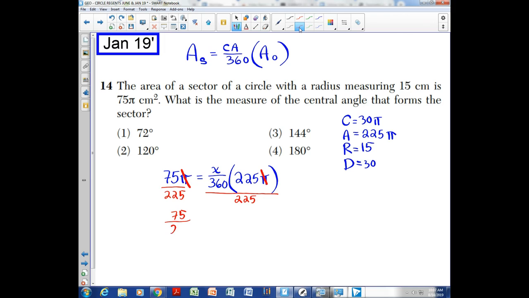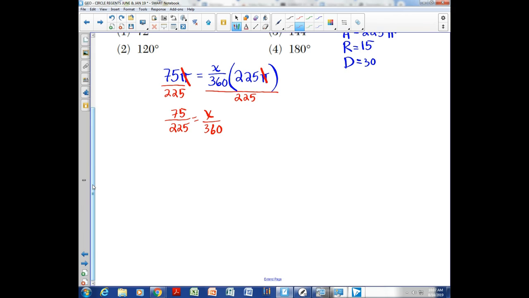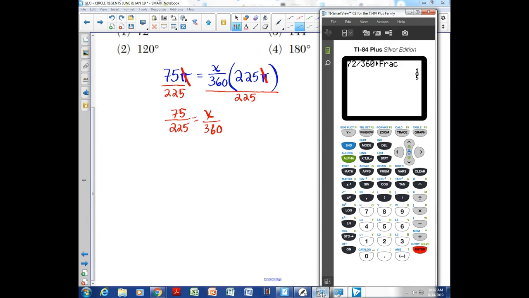75 over 225 is equal to x over 360. There's a lot of ways you can go about finishing this problem, but let's just take out our calculator and cross multiply. I know a lot of you are very comfortable with that.